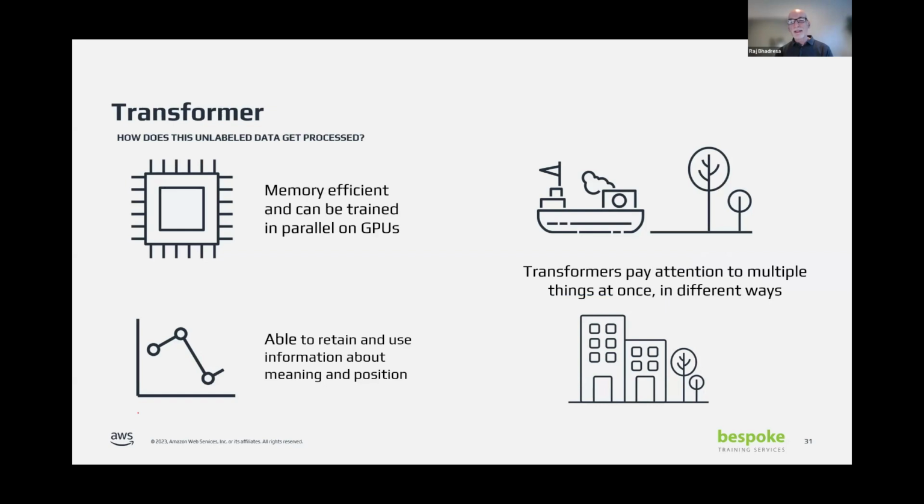Now, how does this work? Well, there was quite a revolution in this particular part of the industry, this idea of the transformer. With the transformer idea, what it can do is look at this unlabeled data and process it. It can take advantage of parallelization, running things in parallel using the graphics processing units, and also understanding the information about meaning and position of words, the ability for it to understand what the meaning of the word is in the context of where it is. These transformers pay attention to multiple things at once in different ways, so that's how it's able to achieve these results. And it was actually through some research that was going on at Google at the time.